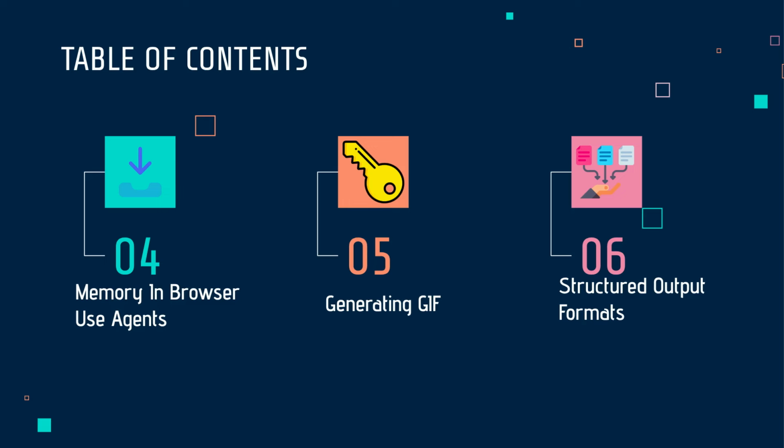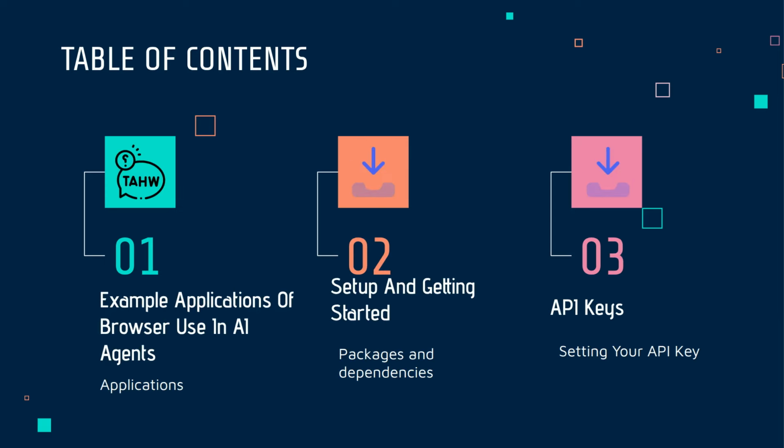We're going to look at how to generate a GIF image of the whole process that the agent took, like a short video of the whole browser and the different steps the browser use agent took to achieve the result that it achieved. And finally, we're going to be looking at formatting the different outputs, right? You have a lot to cover today, so let's jump into it.